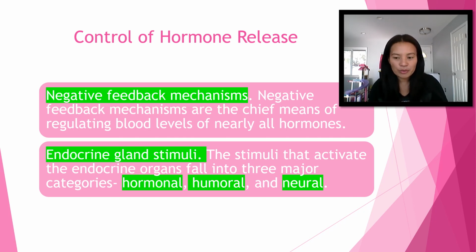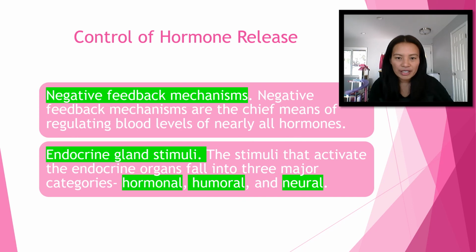And then we have the humoral stimuli. Changing blood levels of certain ions and nutrients may also stimulate hormone release, and this is referred to as humoral stimuli. For example, the release of parathyroid hormone, or PTH, by cells of the parathyroid glands is prompted by decreasing blood calcium levels.